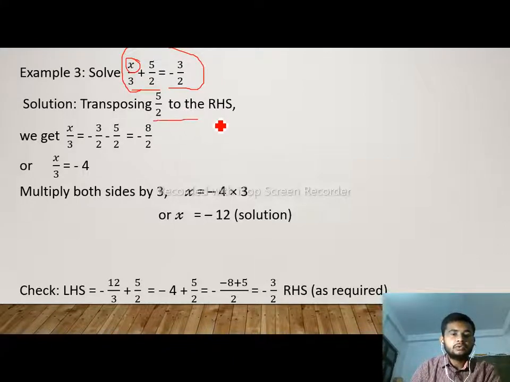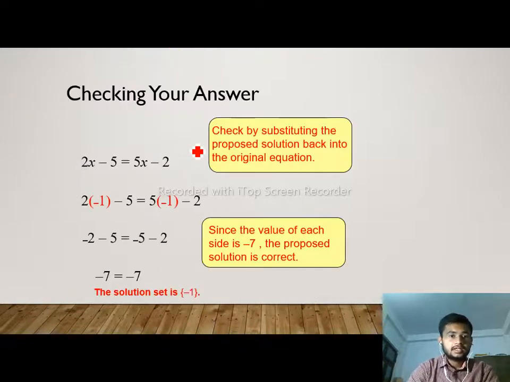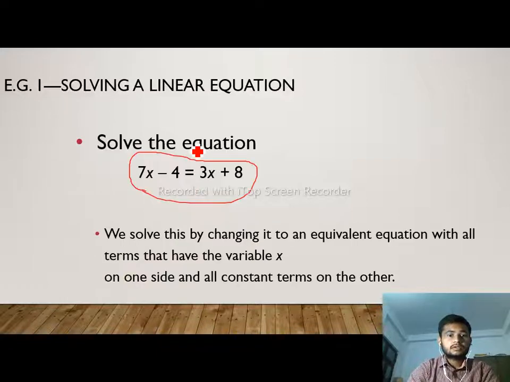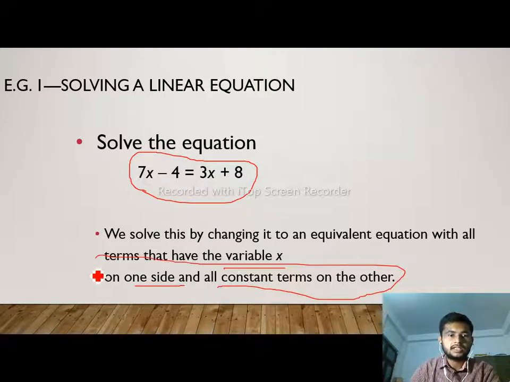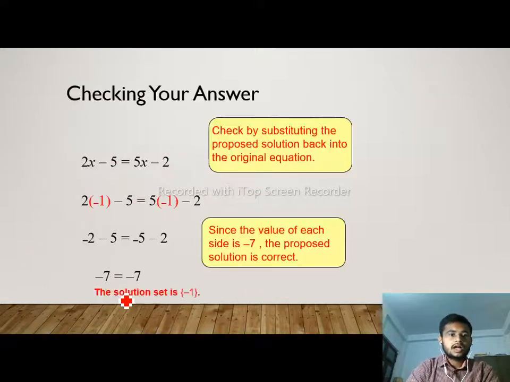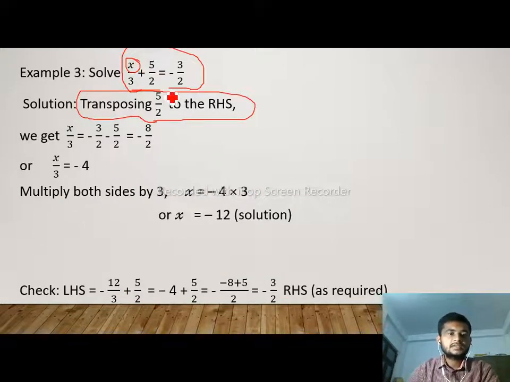Transposing 5 by 2 to the RHS. What do you mean by transposing 5 by 2 to the RHS? As we have already discussed, we solve an equation by shifting all the terms containing the variable to one side and all constant terms to the other side.